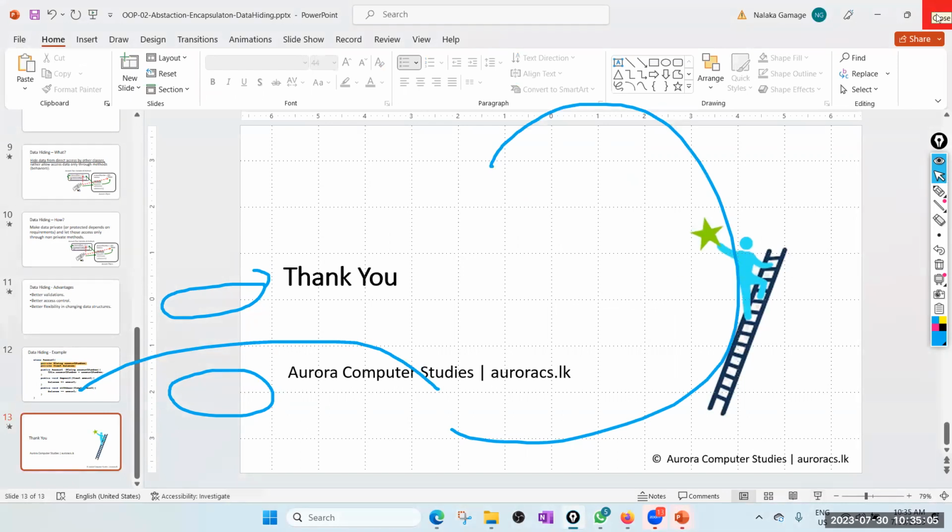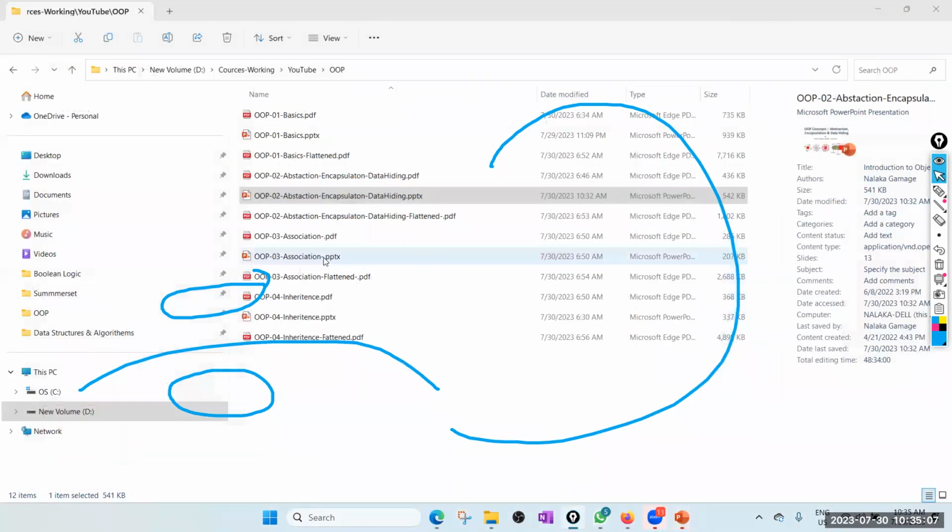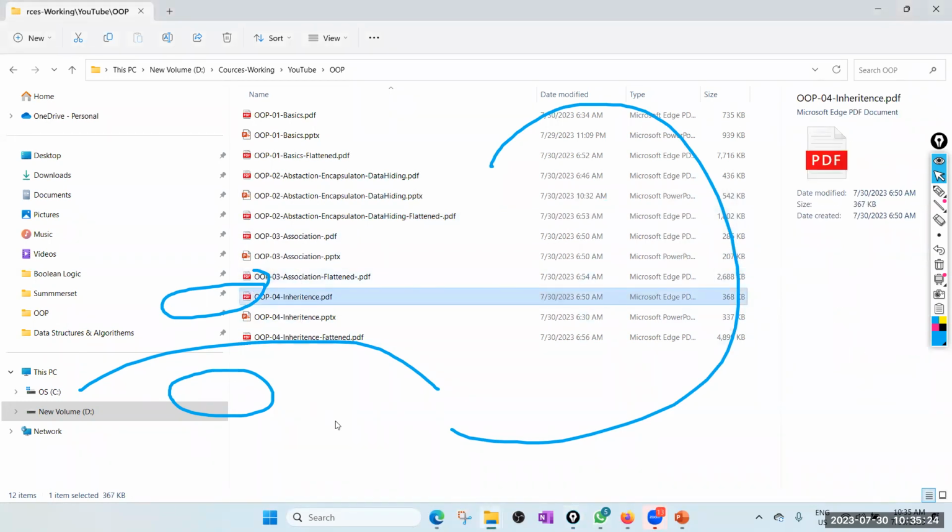Right. So we'll stop at this point on this subject, because I want to start the data structures and algorithms subject also, because it's again a programming subject. Next time we'll discuss association, inheritance, and polymorphism, and then we will move on to our other topics like class diagrams.